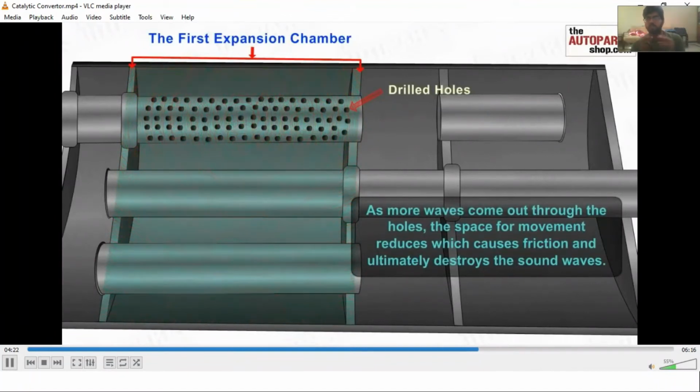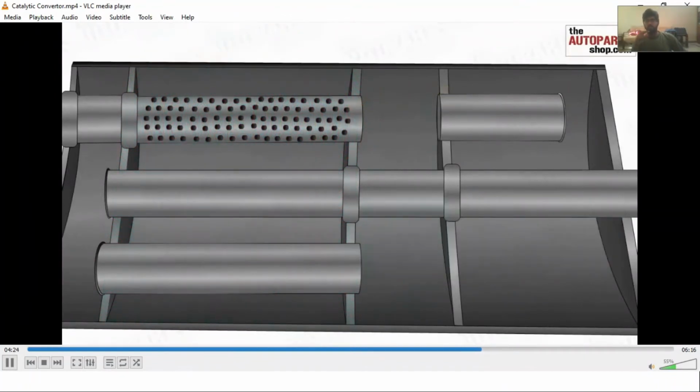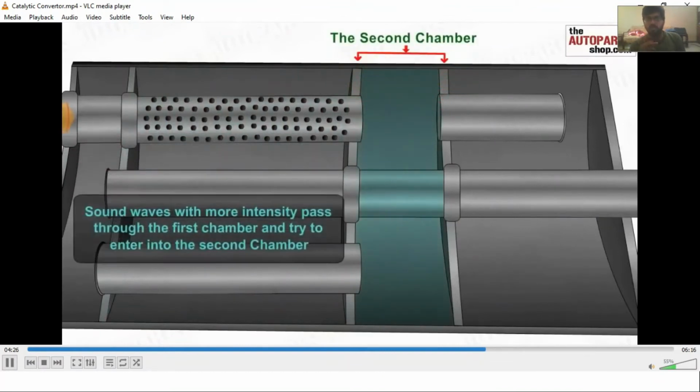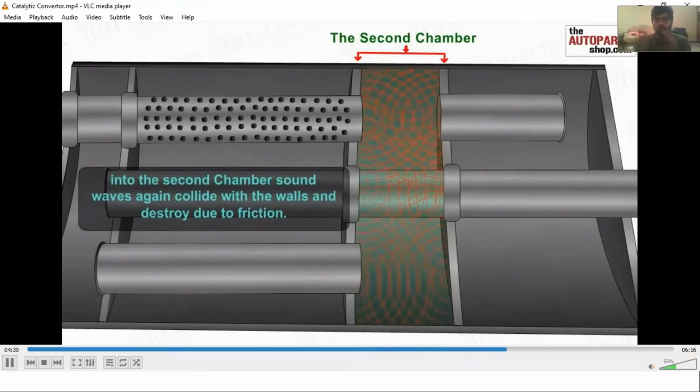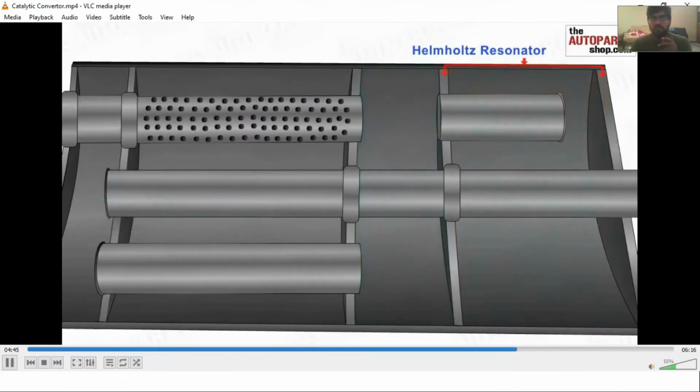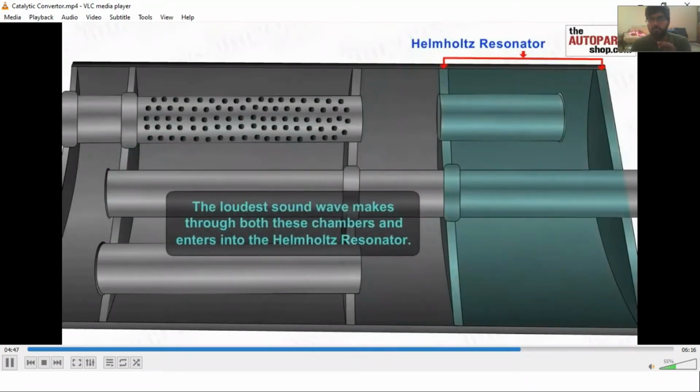The frequency of these sound waves is being reduced because of these friction phenomena, and then it will enter into the second chamber. And in this second chamber, again because of the collision with the walls, and because of the friction as a result of this collision, these waves will be compressed, and we will have a lesser sound.